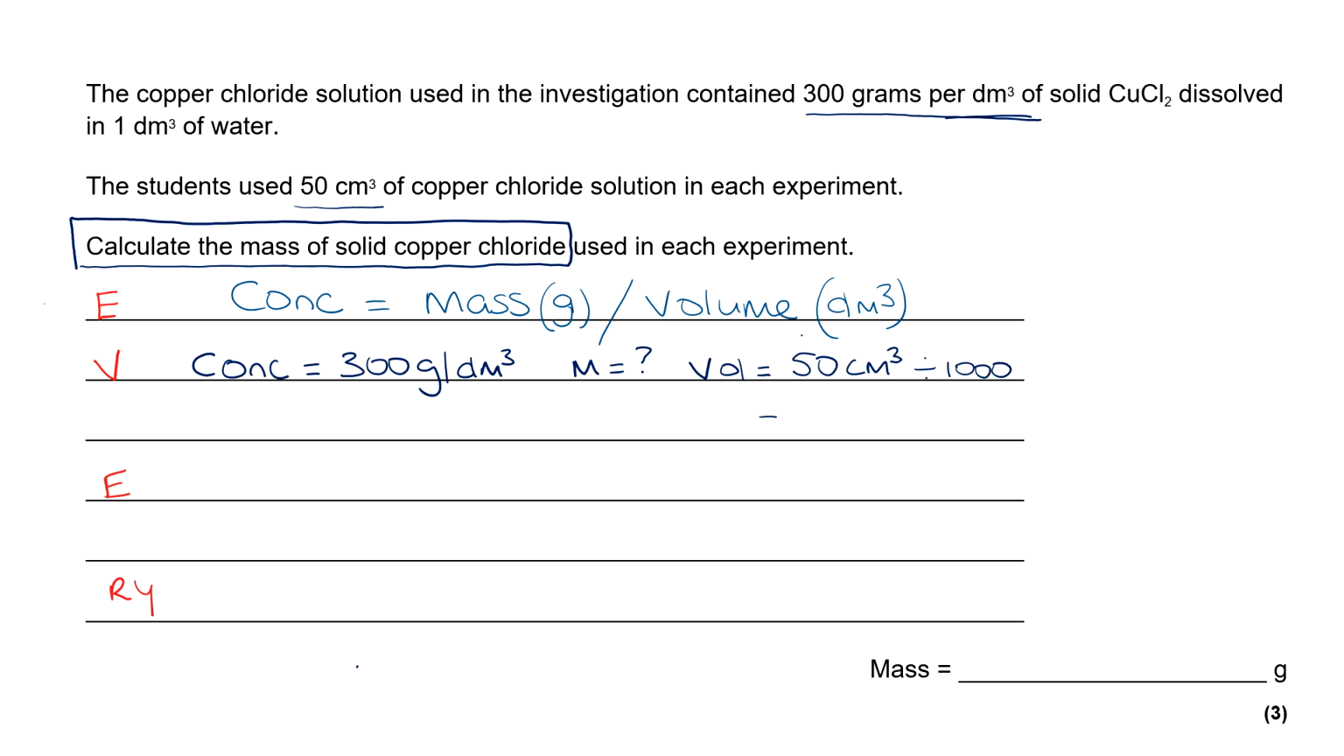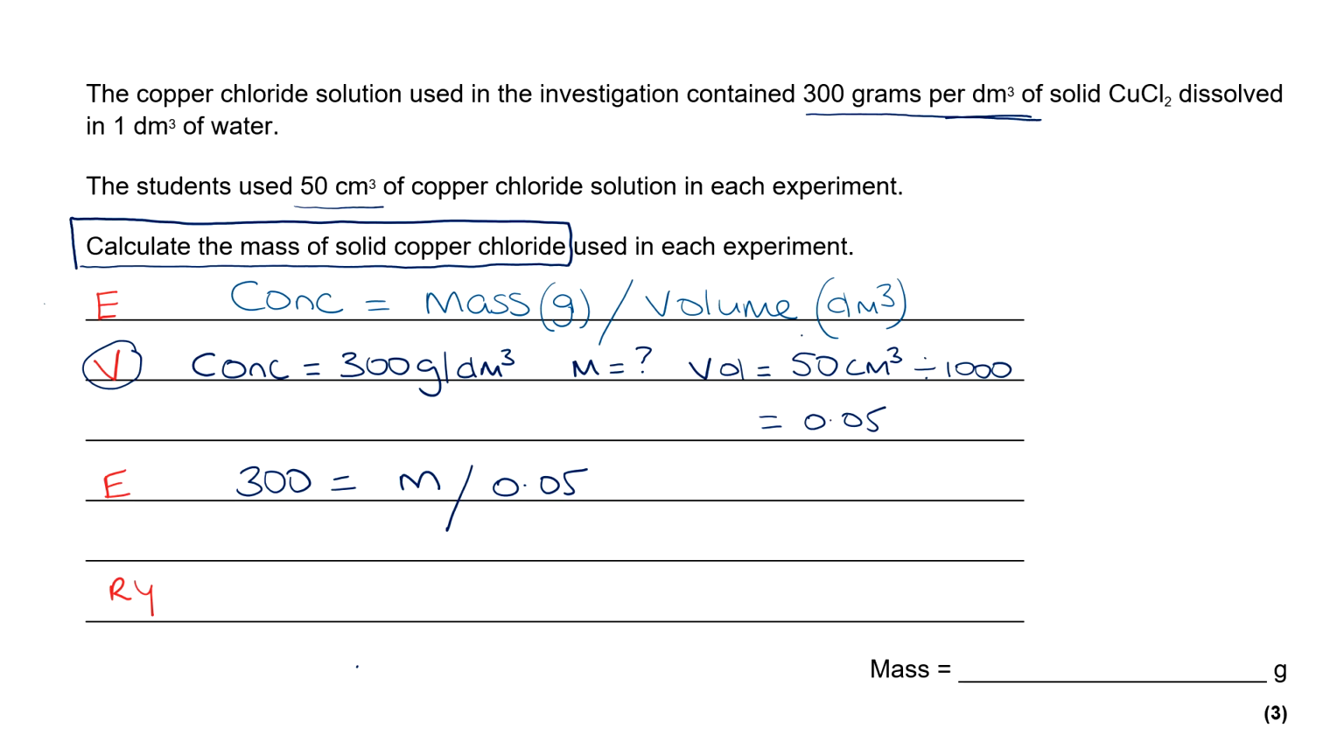So you can pop that into your calculator and we would get 0.05. The second E stands for the equation with substitution. And so this is where we now put our numbers that we've identified on the V line into our equation. So we have 300, because that's the concentration, equals the mass divided by 0.05.